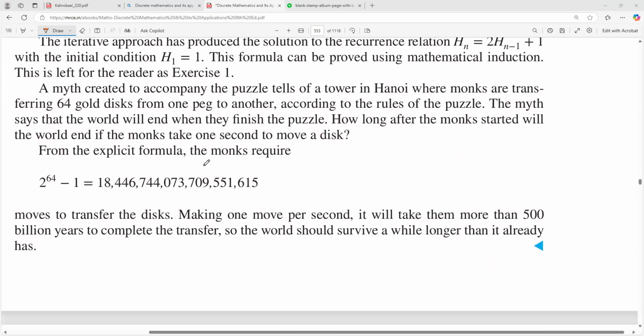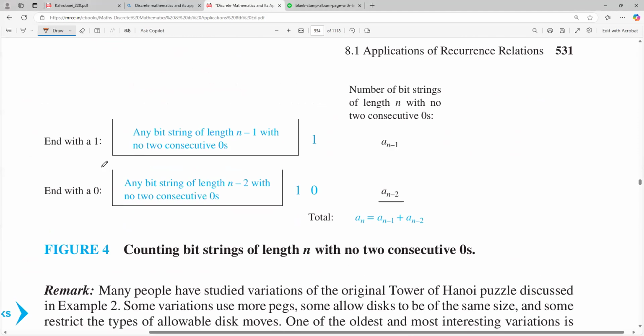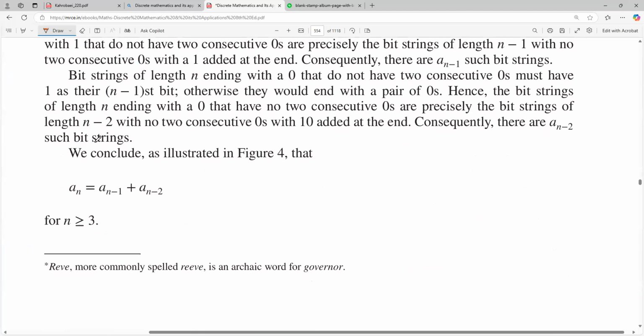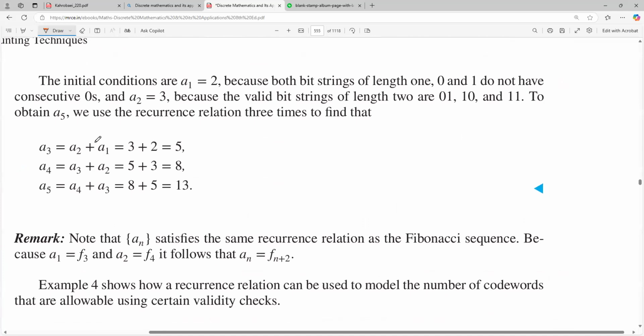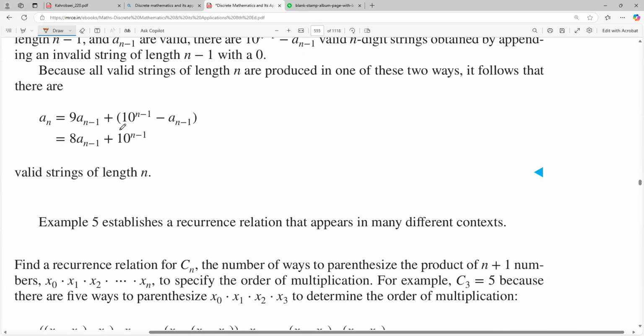Yeah, right here. So I want h of 64. If I want to find out how much time it's going to take to do it, this is like a little myth with the monks and the gold discs. So 64 gold discs, it's going to take this long. This is a long time. That's why it's a myth. No one tries doing it. Okay. So these are just different applications of it.